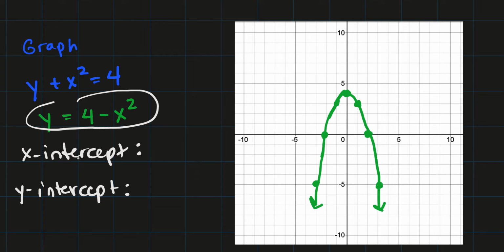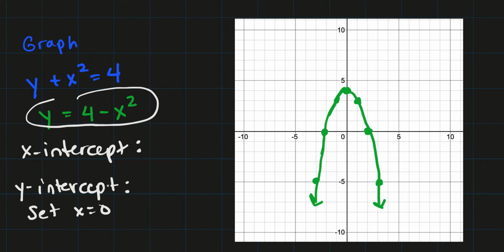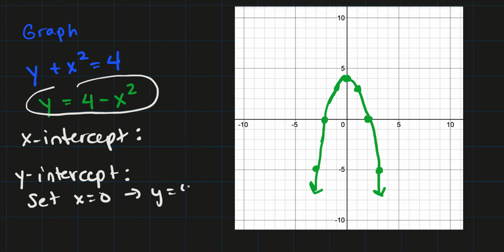To find the y-intercept, you just plug in 0 for x. So we set x is equal to 0 for the y-intercept. We get that y is 4. So 0, 4 is our y-intercept. And you can see that right here. Maybe I shouldn't do it in white. Let's put it here. This is our y-intercept.